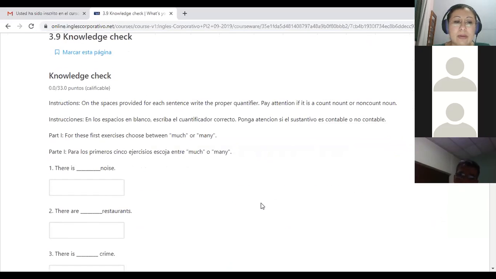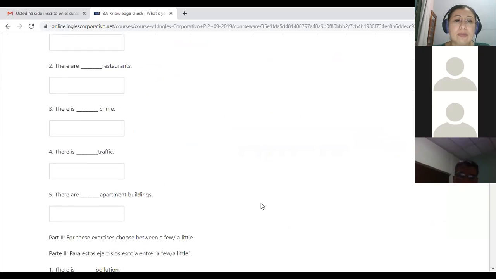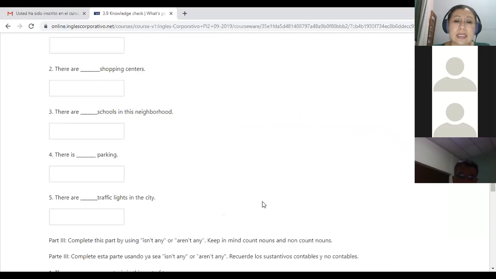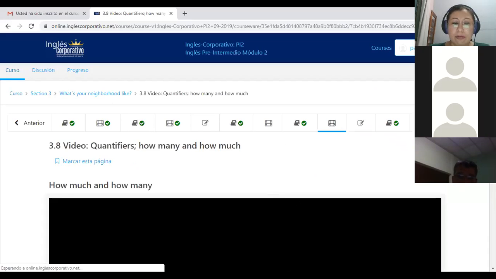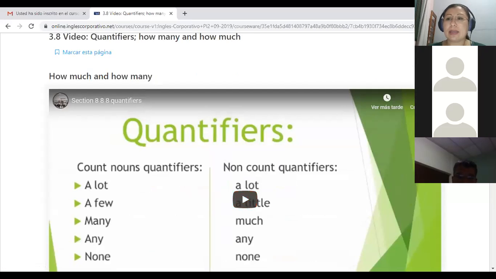That's basically what we are going to do because later comes the knowledge check session. So for now we are going to have extra material in order to practice quantifiers. Okay, so I'm going to stop sharing the platform and share the presentation that I have for you tonight. Okay, good. Here I have a presentation that says quantifiers in English.